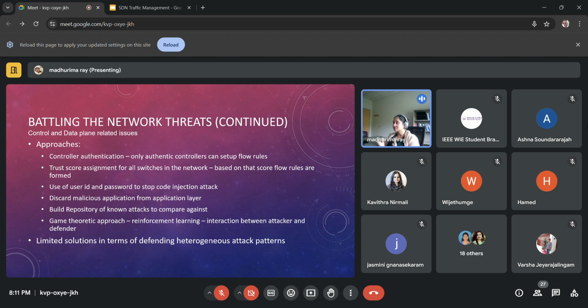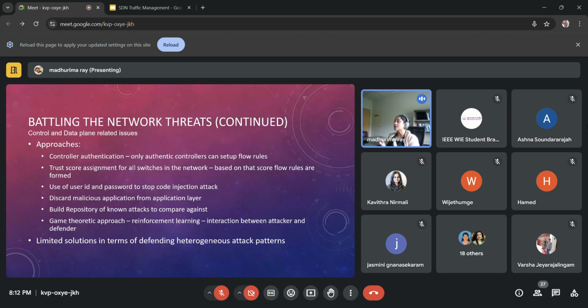As I said, if there is an intrusion happening, the controller would just discard any malicious application coming from the application layer. It can build a repository or a knowledge base out of the existing attacks, but the challenge is, as I said, the attackers are continuously modifying the type of attacks and the patterns of attacks, so it becomes very challenging.